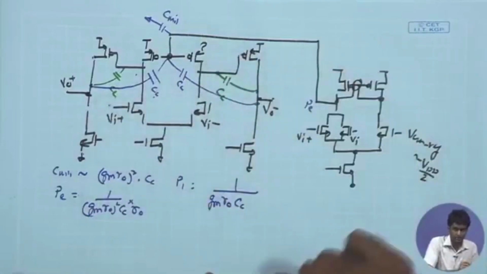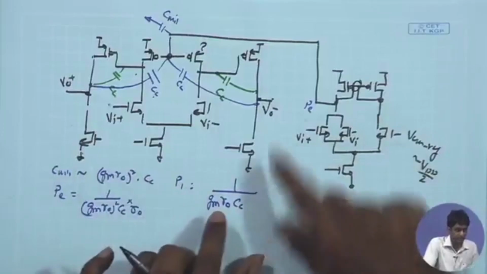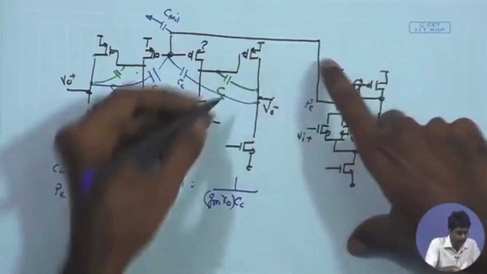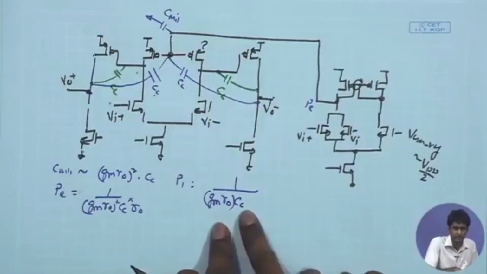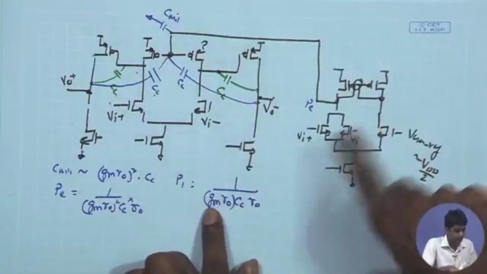I am just looking at the order, so just ignore the factors of half and all that you get because of Ro by 2, etc. I am just looking at the order. So Gm Ro times, just assume that these two Cc are also close. So Gm Ro times Cc times Ro, you are going to get another pole P1 over here.